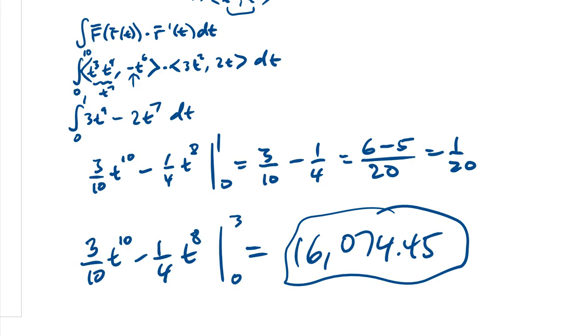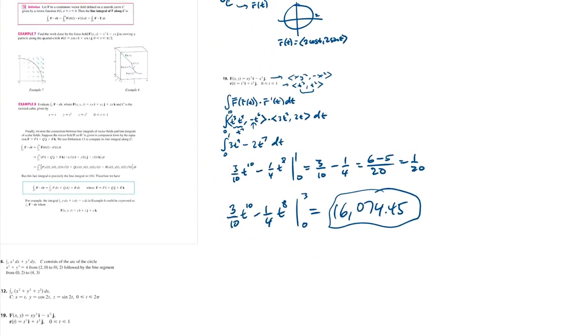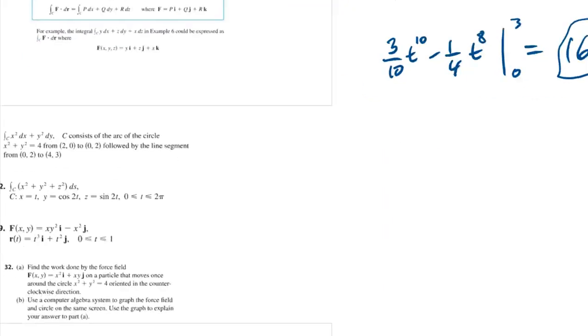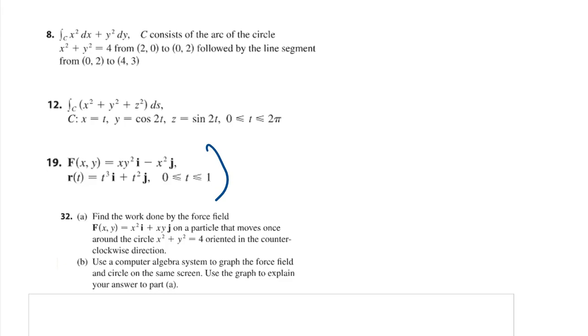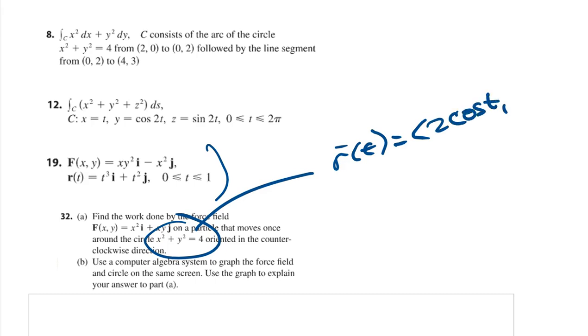All right, okay, let's try another one. Well, I'll tell you what, I think that's good. That doesn't get much more complicated than that. Oh, yeah, I guess we just did this one here. Find the work done by a force field around the circle in a counterclockwise direction. So you're going to have to parameterize your circle using r of t equals 2 cosine t, 2 sine t. And use a computer algebra system to graph the force field and the circle. So that's where you can use the tool that we just did. All right.